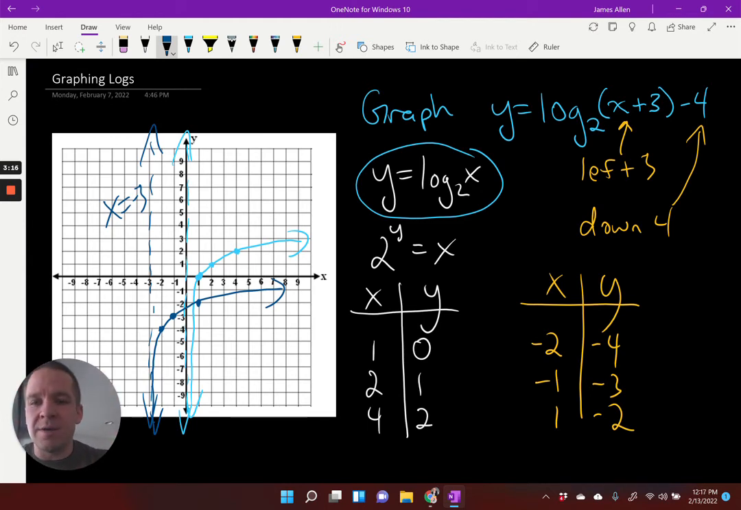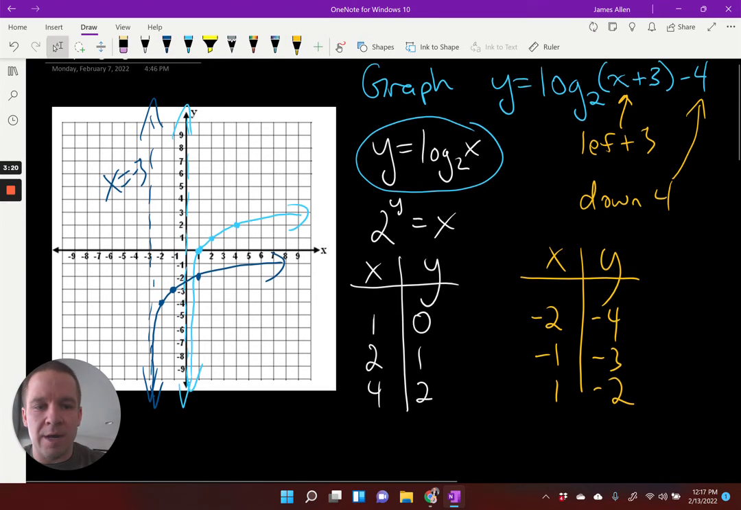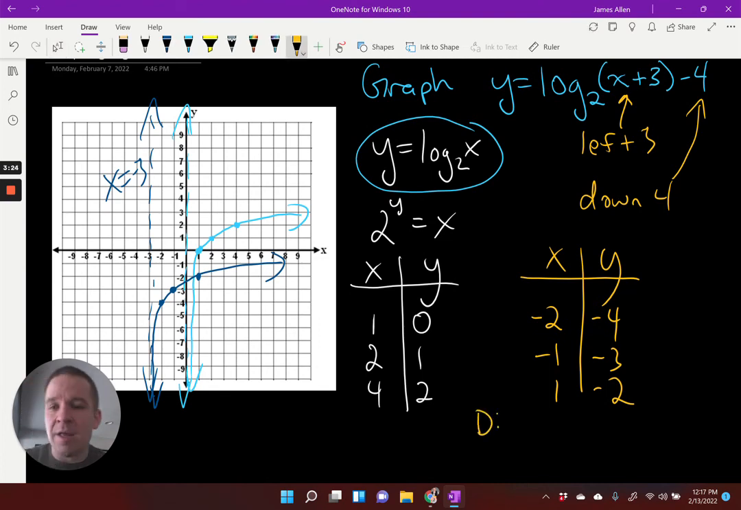Cool. So let's talk domain and range about this one. My domain, it shifted to the left 3, so the smallest it can ever get is not quite -3 because it's never going to touch or cross that asymptote. So that means that x is going to be greater than -3, or if you wanted to write it in interval notation, it would be -3 to infinity.